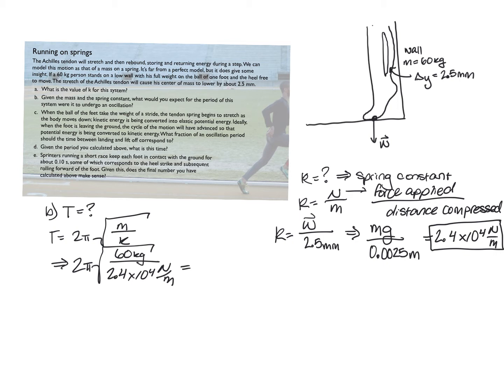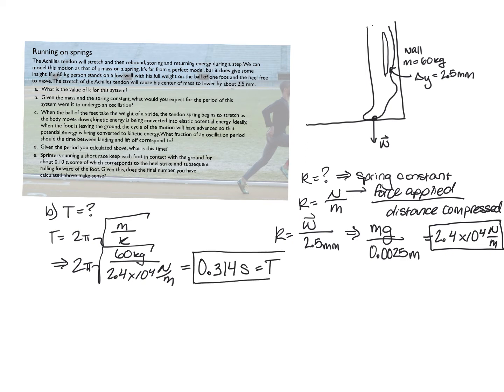So 60 divided by 2.4 times 10 to the 4th, and we're going to take the square root of that, and then multiply that by 2 times pi. Okay, so I get a period of 0.314 seconds.